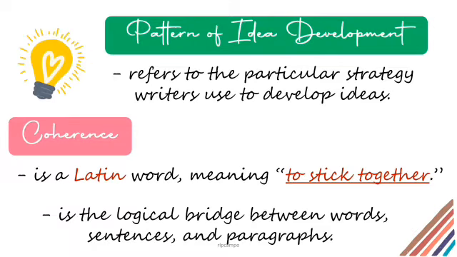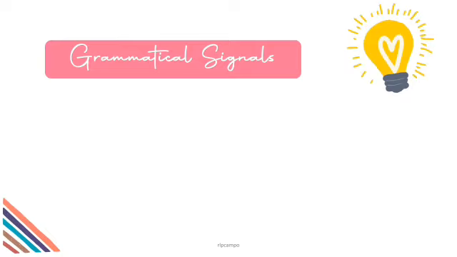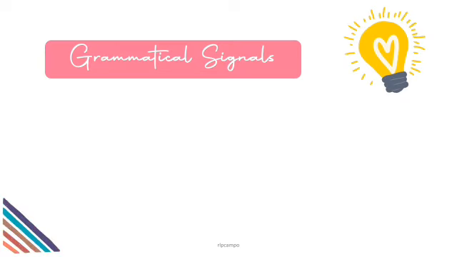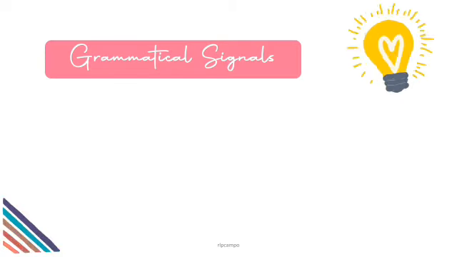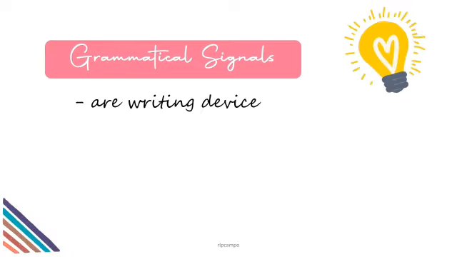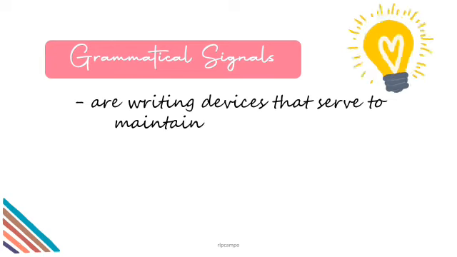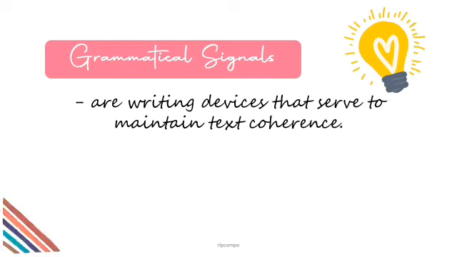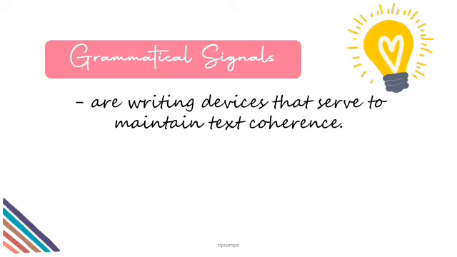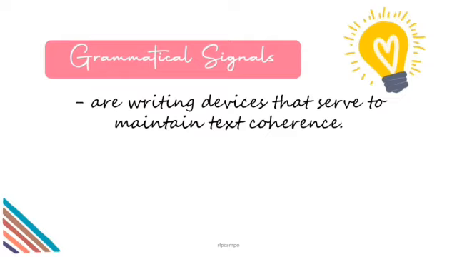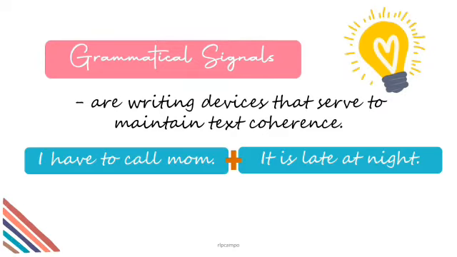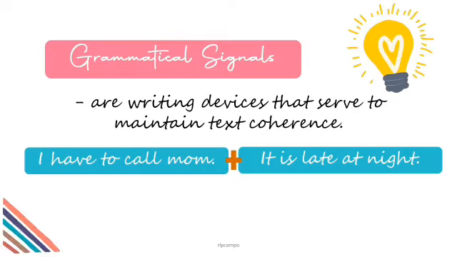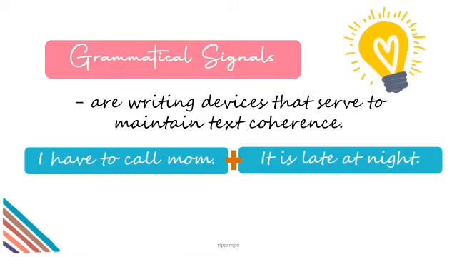One way to create coherence between sentences is through transitional devices or grammatical signals. Grammatical signals are writing devices that serve to maintain text coherence. They also signal relationships between sentences. Let's try to combine these sentences using transitions or grammatical signals.